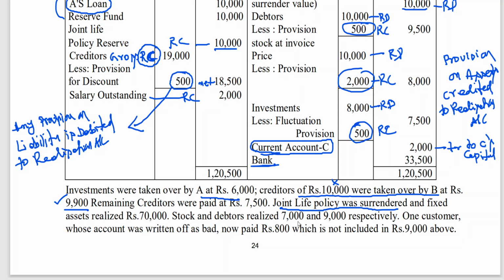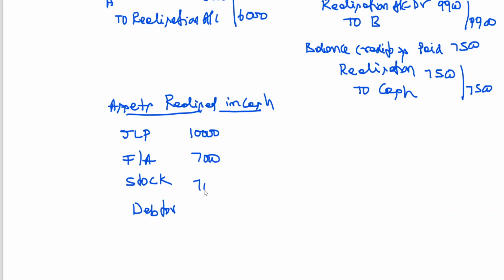Stock 7,000. Debtors 9,000. Okay, so this is simple. Now the thing is that joint life policy surrender value, we got fixed asset 70,000, stock 7,000, debtors 9,000. This is what has been realized.